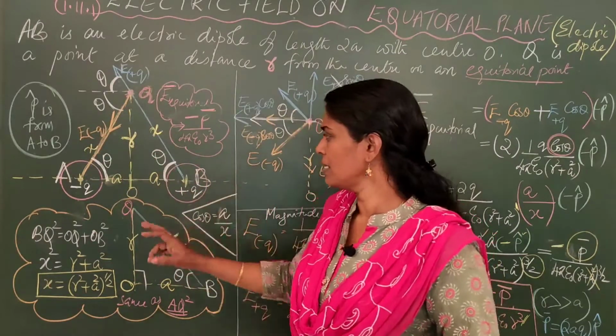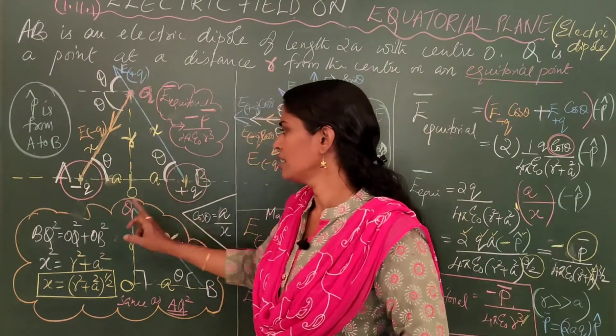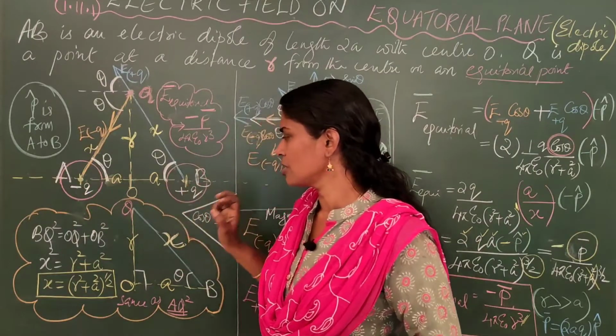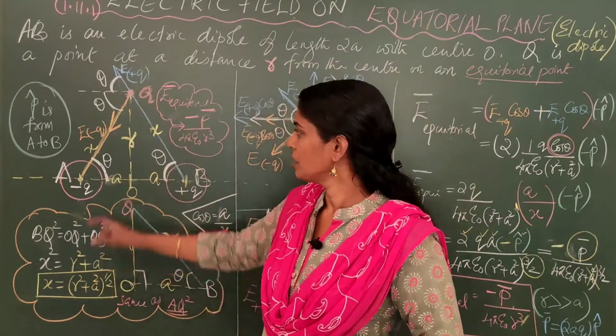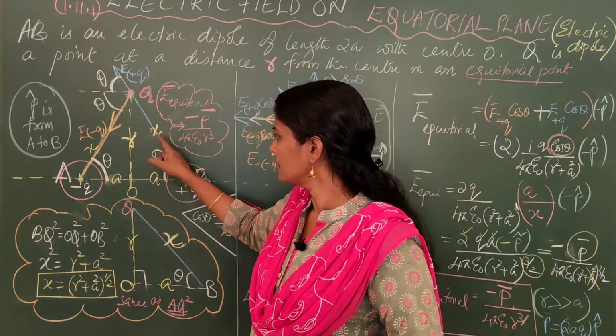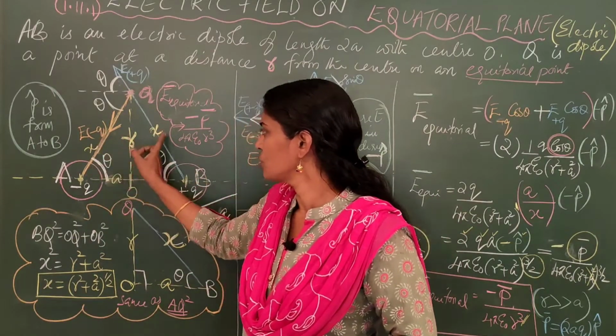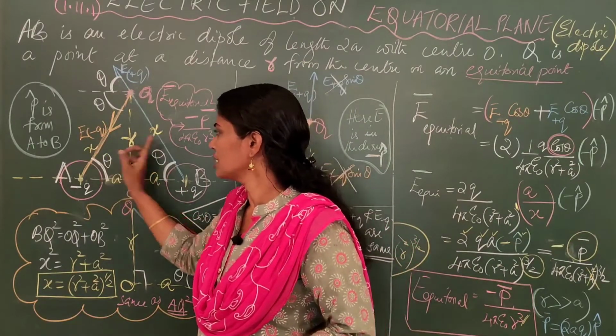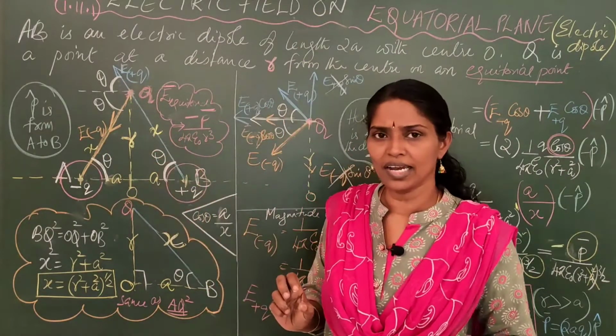Once again I will repeat. There is a dipole AB. Charges are minus q and plus q. The separation is 2a. The point Q is at a distance r from O. And here from the figure, this is x, this is x. So you know these two sides are the same from the symmetry of the triangle.